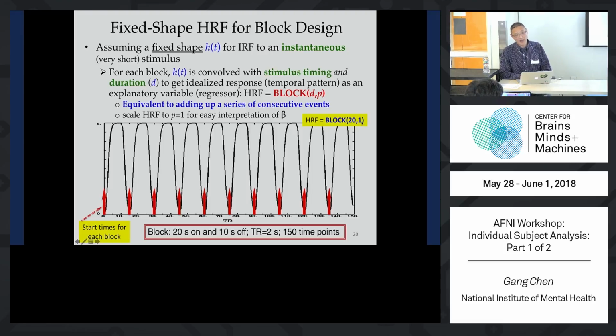The second parameter, 1: regardless of the duration, in the end we scale the regressor with the maximum magnitude of 1. The reason we do that is the beta would be a multiplier. You can interpret the beta as a percent signal change. Basically, we use each regressor as a ruler, a standard unit, right? That's why we pretty much always scale all the regressors with a maximum magnitude of 1. So that's a block design.